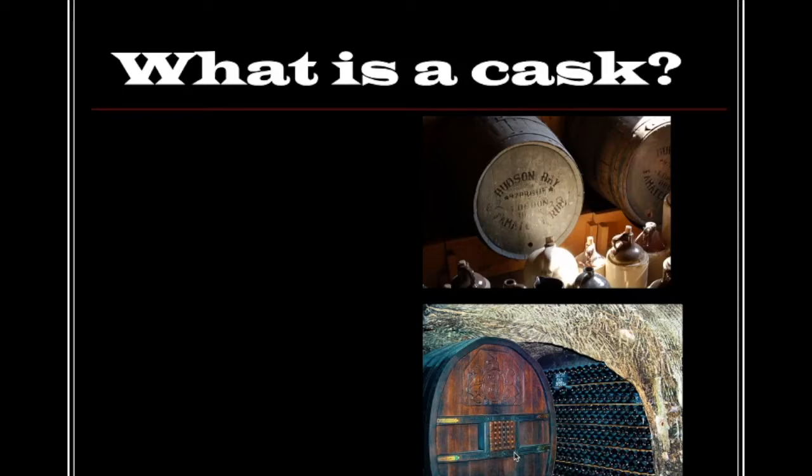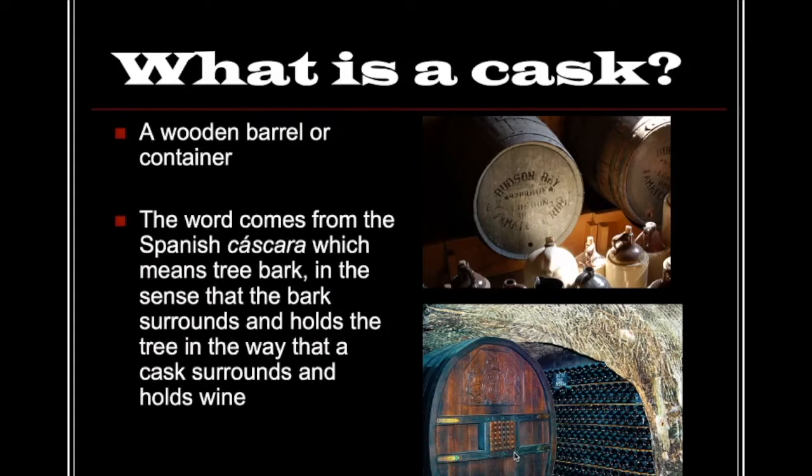So let's start off just breaking down the title. What is a cask? This story is called The Cask of Amontillado. Well, what is a cask? A cask is a wooden barrel or container. You've probably seen one before. It is a large wooden canister that normally contains alcohol.